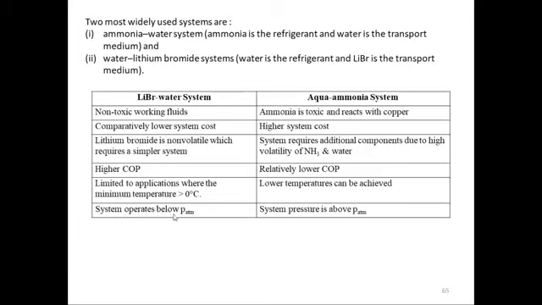The lithium bromide system operates below atmospheric pressure, while the ammonia system pressure is above atmospheric pressure. Here we can afford to go below atmosphere, but there we cannot, because it has to operate above atmospheric pressure. Because of the ammonia, it cannot operate with below atmospheric pressure.